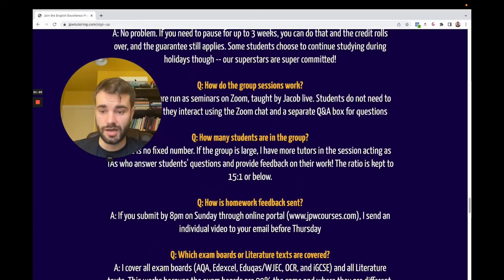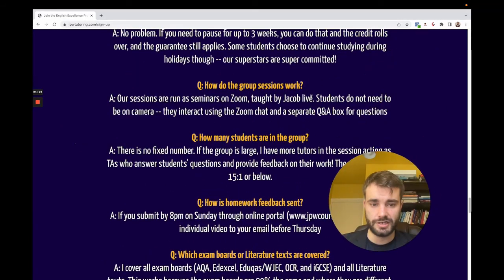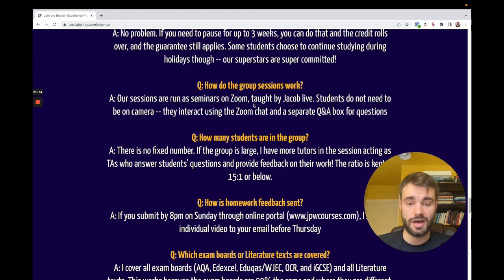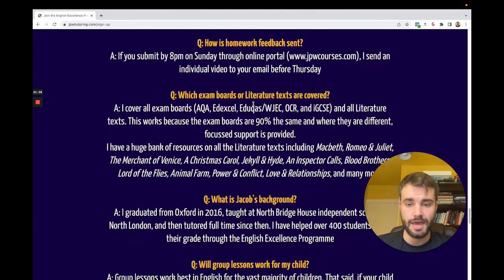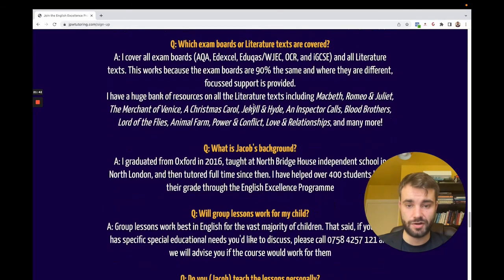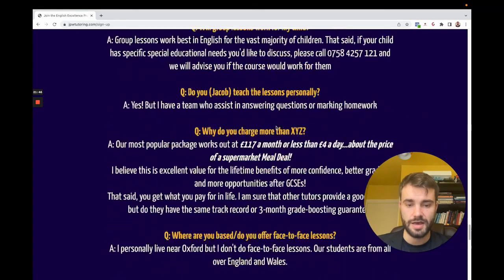And the classes are run on Zoom, so I teach these live. You do not have to be on camera. You will interact using the chat, and there's also a separate Q&A area for questions, so I can answer your questions easily. If the group ever becomes large, I simply have more tutors helping me out in the group by answering students' questions. And we cover all the exam boards and all the literature texts, so I've got a huge number of resources on all of these.